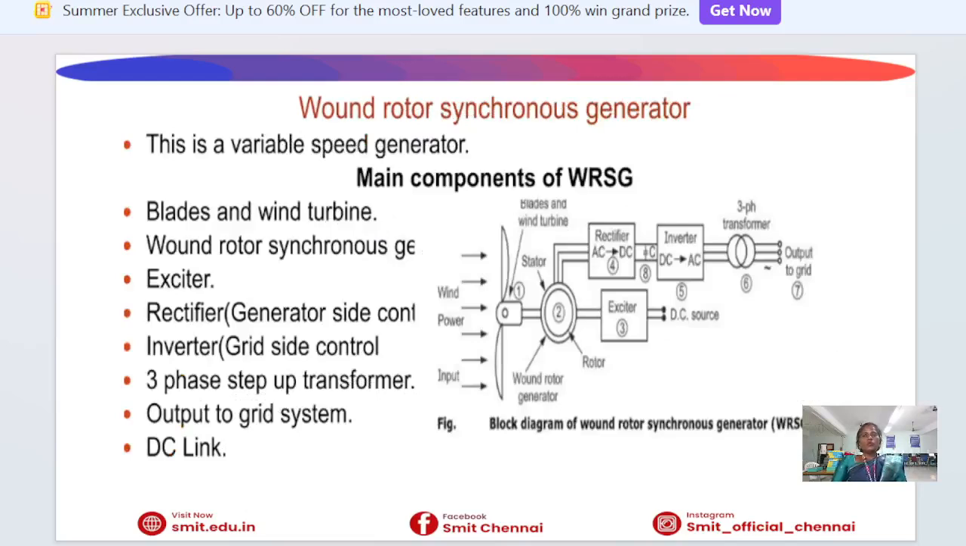This slide shows the wound rotor synchronous generator, which is a variable speed generator. The rotor winding is supplied with a DC excitation through an exciter. This creates the magnetic field required for synchronous operation. The generated AC power is converted to DC using a rectifier. A DC link stores and smooths the power. An inverter then converts the DC power back into AC with the required voltage and frequency. Finally, a three-phase transformer increases the voltage level before power is supplied to the grid.